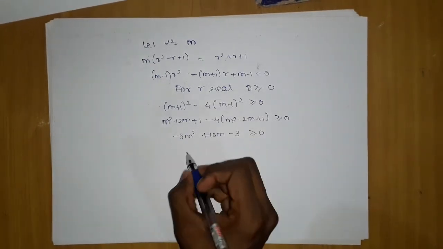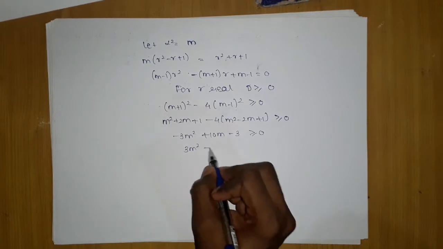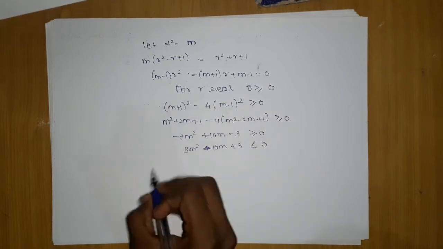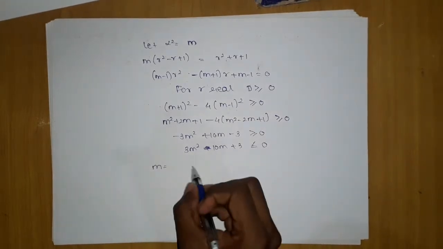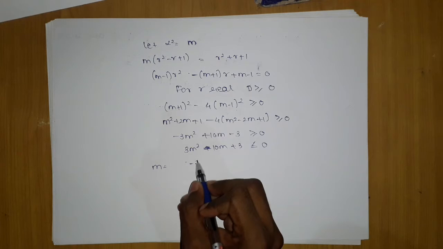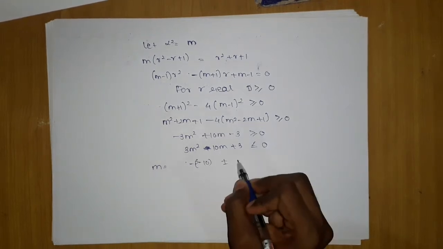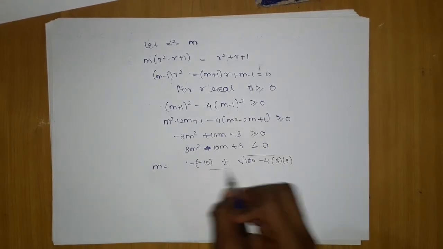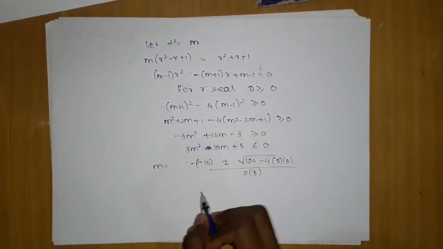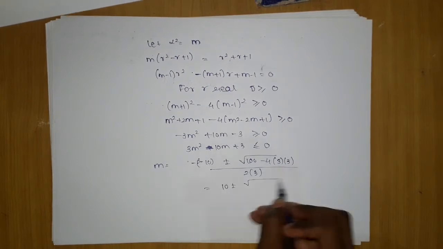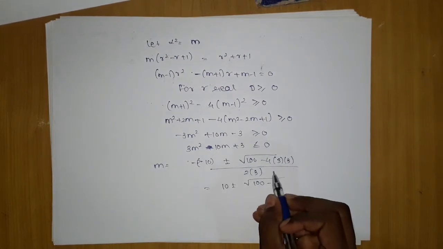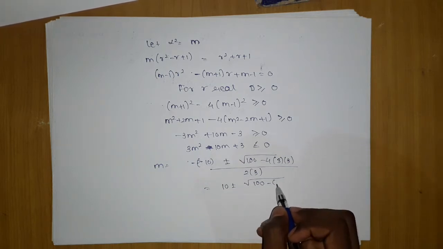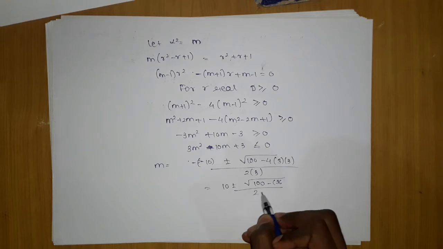I will make this term positive. Always the quadratic's first term is positive, so this will become negative: 3m square minus 10m plus 3 should be less than or equal to 0. Now I will find the m value. How? Minus of minus 10 plus minus under root 100 minus 4 into 3 into 3, upon 2 into 3, which will give me 10 plus minus under root 100 minus 36, upon 6.